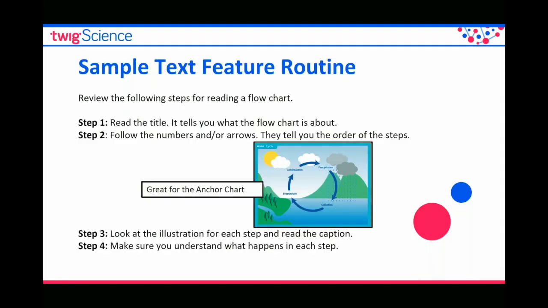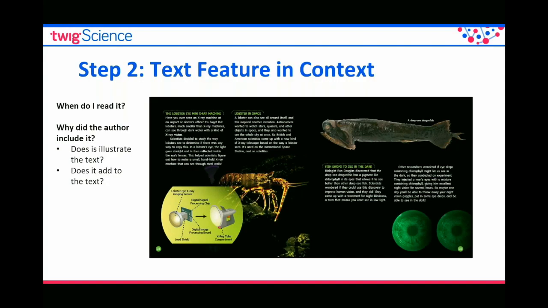So here is an example of a text feature routine. And like I said before, they're usually 3 or 4 very simple steps. This is something that would be great to put on an anchor chart if you were studying flow charts, for example. Then after we look at it in isolation, we want to look at the text feature in context. And there are 2 questions we want students to ask themselves. Here again, we're going to ask them over and over and over in our lessons so that they internalize and begin asking these automatically. And the first question is, when do I read it?